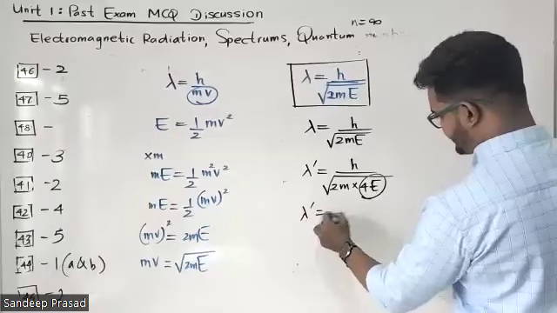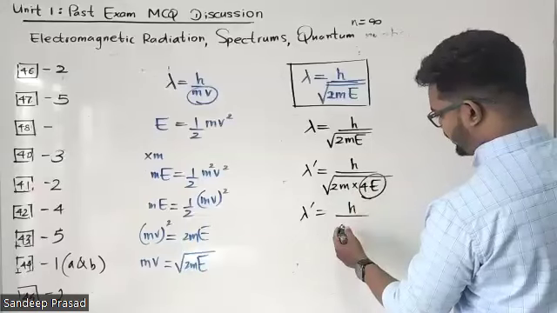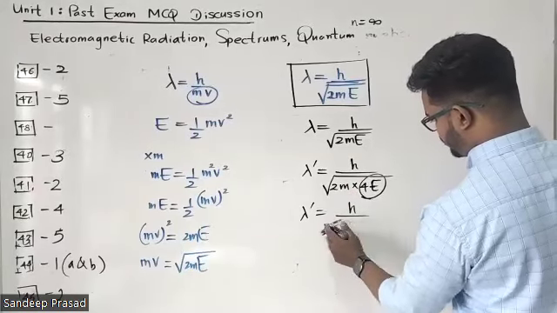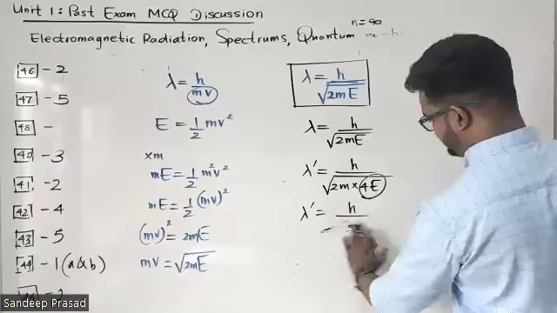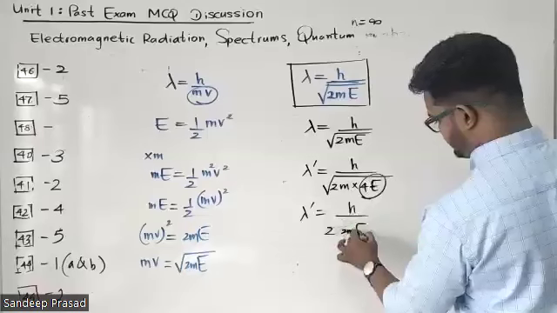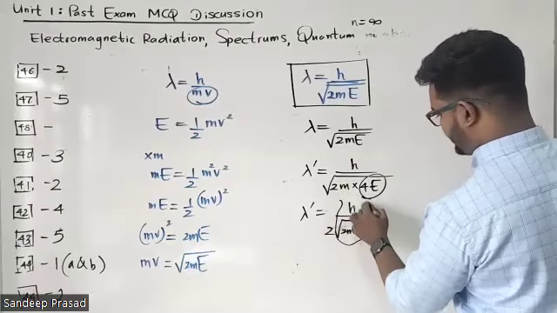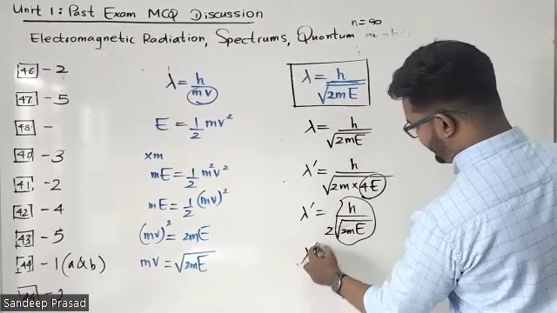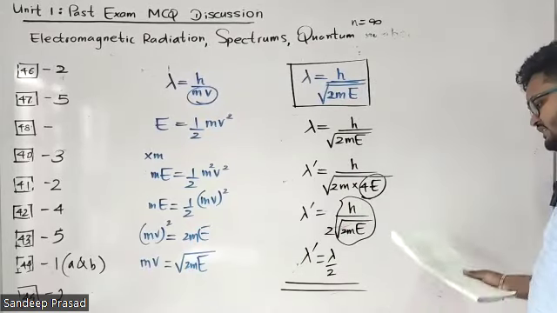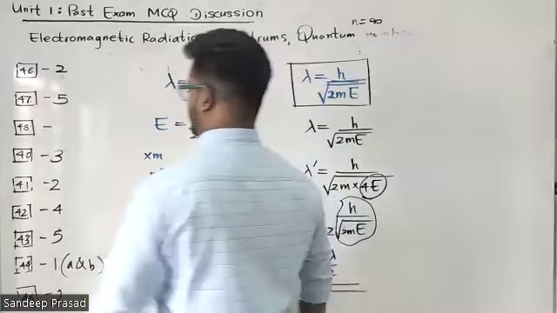Then lambda dash is equal to h over the square root of 2m times 4E. I can take the 4 out from the square root, then it becomes 2 times the square root of 2mE in the denominator. So h over the square root of 2mE is lambda. Then lambda dash is equal to lambda over 2. So the new de Broglie wavelength is lambda over 2. Question number 48, the answer is the first one.